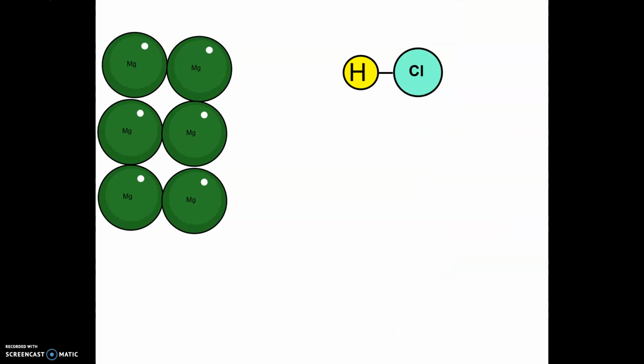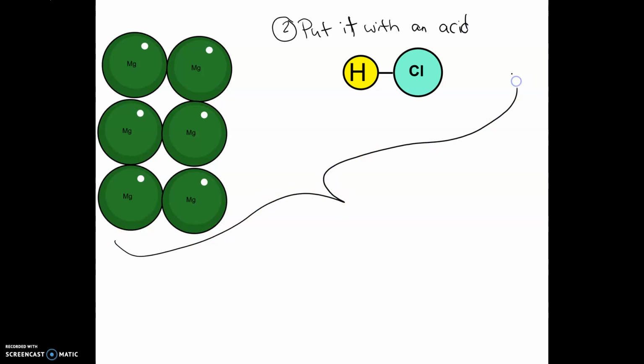Let's look at magnesium with hydrogen chloride. So if we were to put it with an acid, what's going to happen with magnesium if we put it with an acid? So now what's going to happen is we're going to get new atoms, new molecules. So hydrogen will form with chlorine. Or sorry, that's not what I wanted to say. We already have hydrogen forming with chlorine.